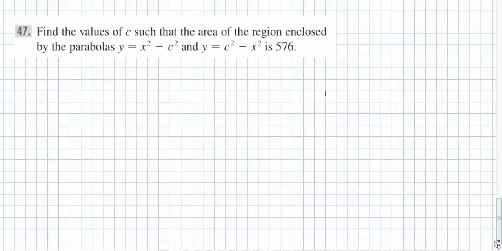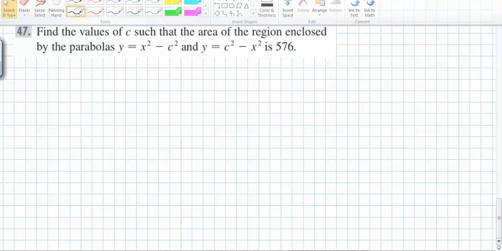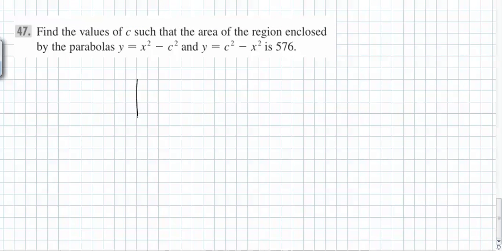Okay, find the values of C such that the area of the region enclosed by the parabolas is 576. So C is a constant, you understand that? What type of parabola is this? Facing up, yeah, that's good. What's this one? Facing down, okay. What's the commonality between them if you had to graph it? You don't know what C is, but you can make a guess. It's going to be symmetric, thank you. That's what I really wanted you to say.